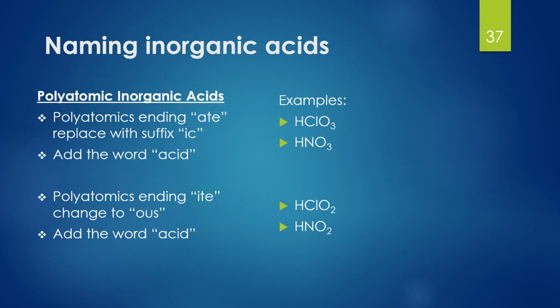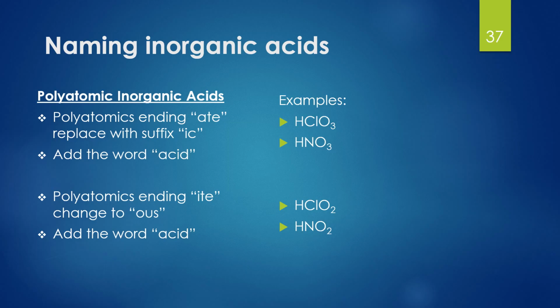So now we're going to look at naming polyatomic inorganic acids. On the previous slide, it was monatomic. Here it's polyatomic, meaning we're using a polyatomic ion in it. So it's going to be hydrogen with a polyatomic ion. There are 2 different rules depending upon what the ending of the polyatomic is.